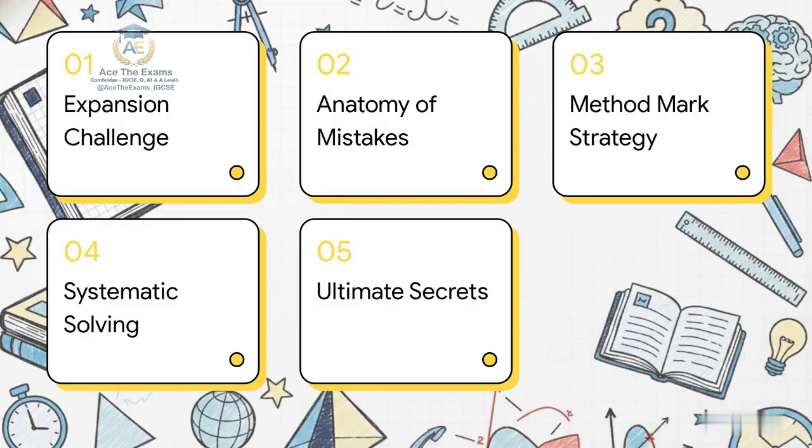Here's the blueprint for our session. We'll start with the binomial expansion challenge, followed by an anatomy of exam mistakes. Then we'll unpack the method mark strategy, move into systematic problem solving, and wrap up with some ultimate examiner secrets.